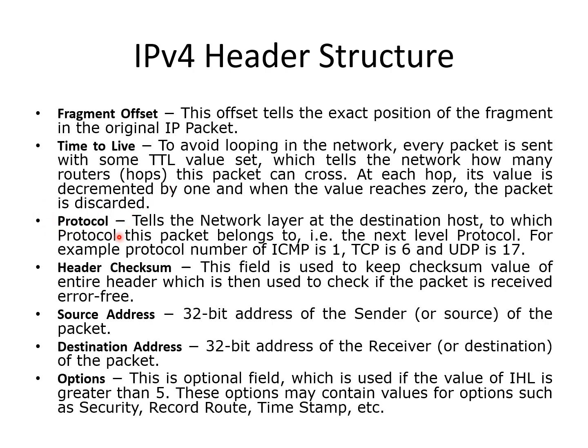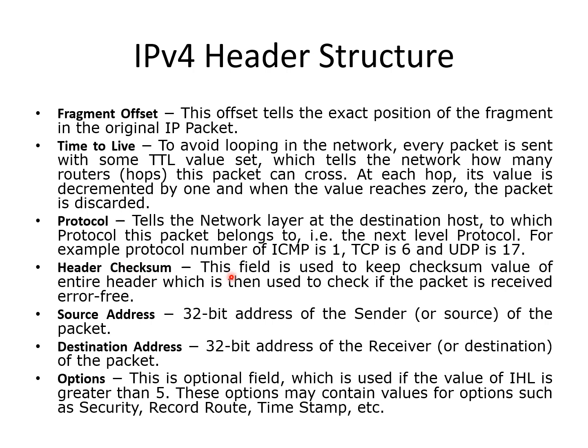Next one is protocol. Protocol tells the network layer at the destination host to which protocol this packet belongs. For example, if the protocol has value 1, then it belongs to the ICMP protocol. If it has value 6, then it belongs to the TCP protocol. If it has value 17, then it belongs to the UDP protocol.